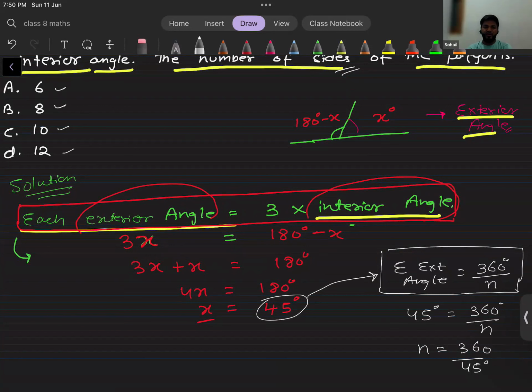Yes, Ahmed and Arhan, divide 360 by 45 and that will give you the number of sides of the polygon. Okay, sir.